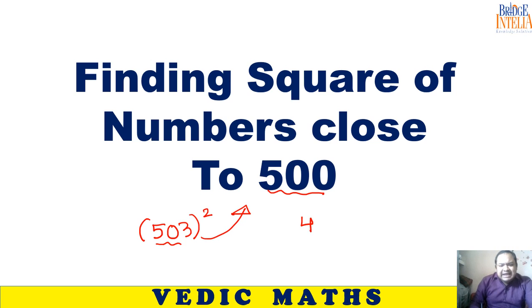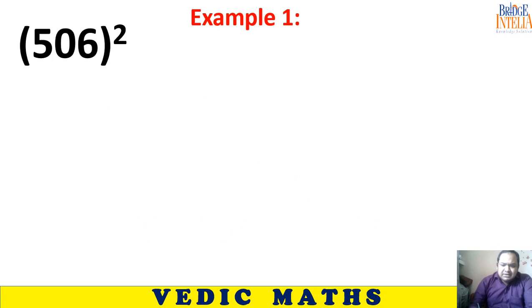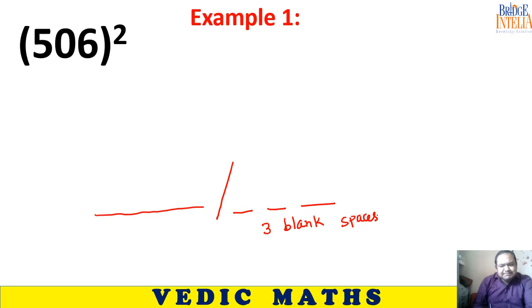Or if you are trying to find 498 whole square, 498 is also very close to 500. So numbers which are very close to 500 and you are trying to find its square. Let us see what the shortcut is for this type of question. The answer can be given in two parts. Part 2 will have 3 blank spaces, and in part 1 there will be a single blank space.